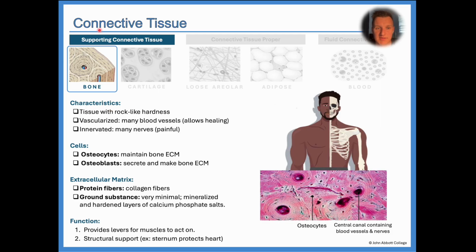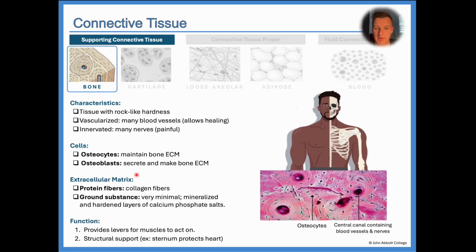Some characteristics of bone. This is a supporting connective tissue, right? It's tough. It's rock-like hard, right? It's vascularized, meaning it has vessels, blood vessels going to it. You know this because if you break a bone, you can actually heal it. There are blood vessels that can go and feed the other cells and it can heal. It's also innervated, meaning there are nerves, neurons that go to it. So many nerves. You know this because it's painful if you break a bone, right? There are nerves in it and it hurts.